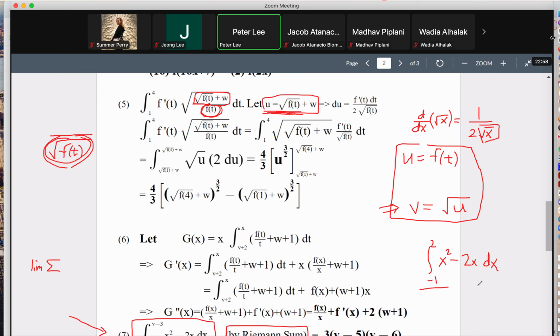I think this is a little bit too much. Don't you think so? Do you think this was a problem just using the fundamental theorem of calculus?